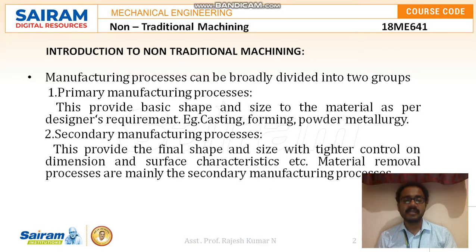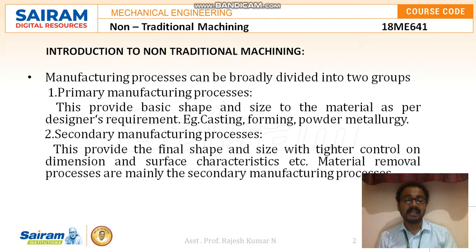Then moving to the secondary manufacturing processes, where we provide the final shape and size with tighter control on the dimensions and surface characteristics. What is the meaning of tighter control on dimensions and surface characteristics? Even though tolerances are permitted when we are doing the manufacturing process, as much as possible we try to achieve the exact dimensions provided, without even using up the tolerance values.